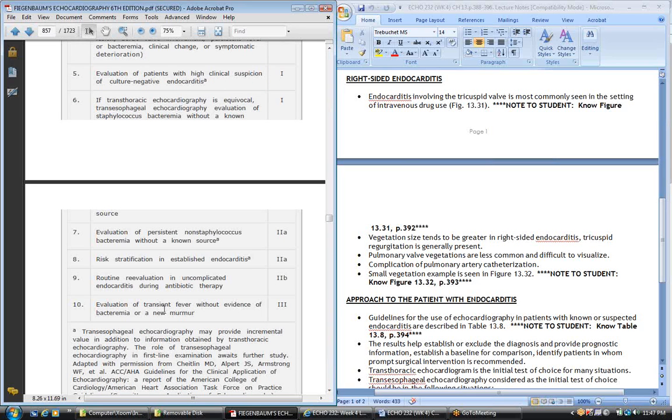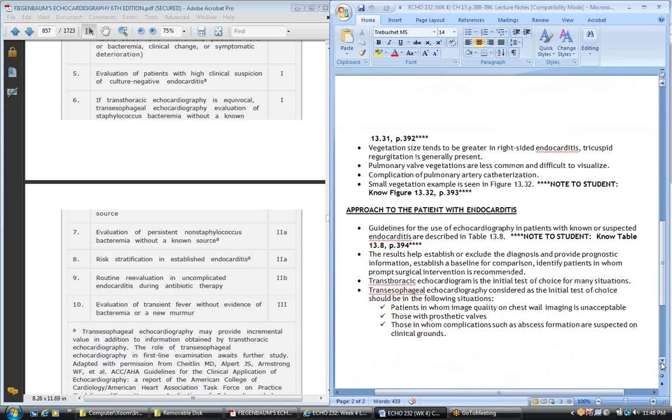Down here would be evaluation of transient fever without evidence of bacteremia or a new murmur. Non-staphylococcus bacteremia, number 7, without a known source. There are lots of different things that cause you to think about endocarditis and why we would use echo. The results help establish or exclude, this is echo now, the diagnosis and provide prognostic information, establish a baseline for comparison, identify patients in whom prompt surgical intervention is recommended. Transthoracic echo is the initial test of choice. TEE is considered an initial test of choice with patients whose image quality on chest wall imaging is unacceptable.